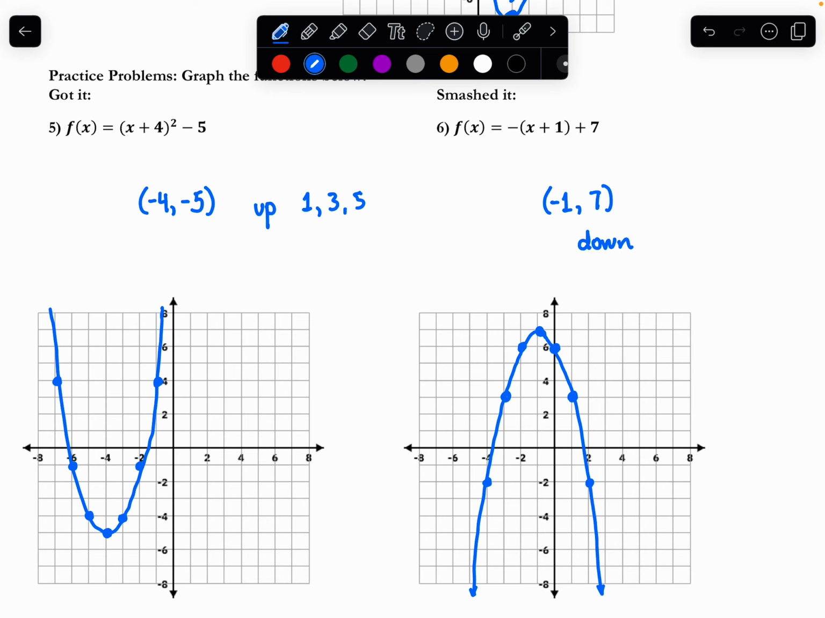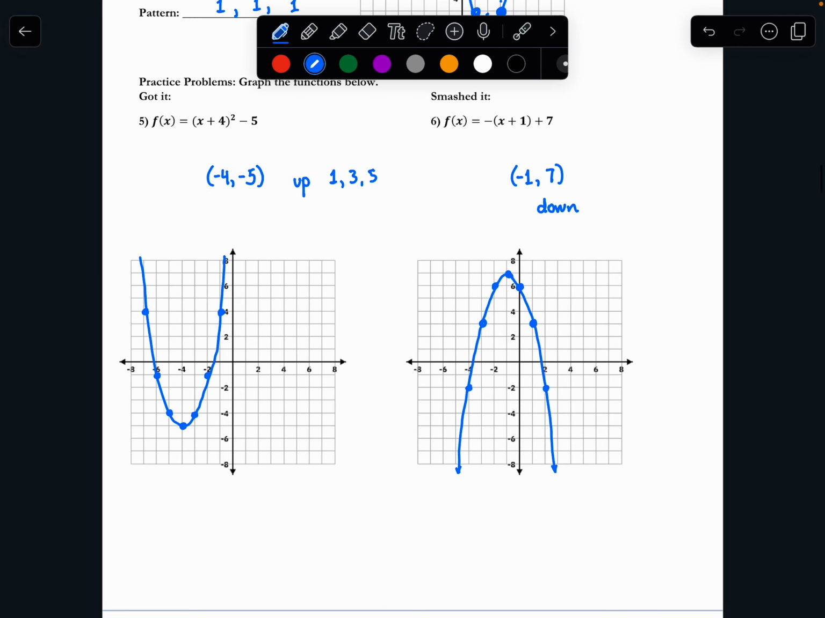This should not look like a V-shaped graph. It's not 1 over 1, 3 over 3, 5 over 5. That would just give you a straight line. So if you're not getting a straight line, we have to make sure that we're counting these correctly.